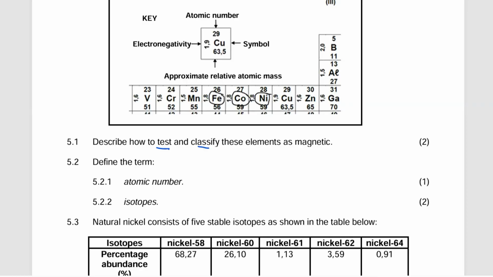In this case, we're going to bring the magnet closer to the metal. If you bring a magnet closer to a metal, what should happen? According to the periodic table, the ones that are circled are Fe, then Co, which is cobalt, and Ni, which is nickel.